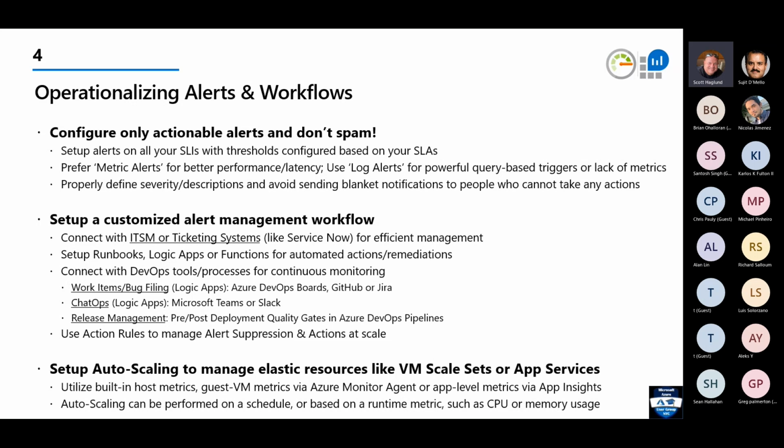You can also set up auto scaling to manage elastic resources like a VM scale set or App Services, utilizing the built-in host metrics, guest VM metrics like Azure Diagnostics, or app-level metrics. All of this can be done with Azure Monitor. You can create the same kind of capabilities that we have under the covers for VM scale sets. Like if a certain performance of a machine is over 70%, add another machine into the scale set. Well, you can now monitor those on a schedule.